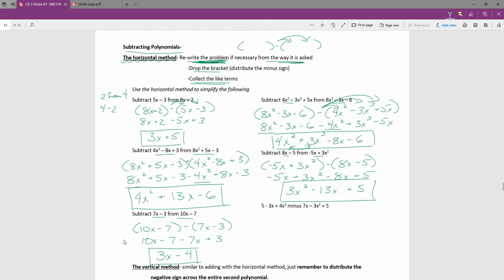The last one, just to keep you on your toes, you want to take this and minus that. So they're in the right order now. If I wanted to take 4 minus 2, right, that's how I'd say it. And so that's what this means. So 5 minus 3x plus 4x squared minus, they're in the right order this way. So drop the brackets. And collect your like terms.